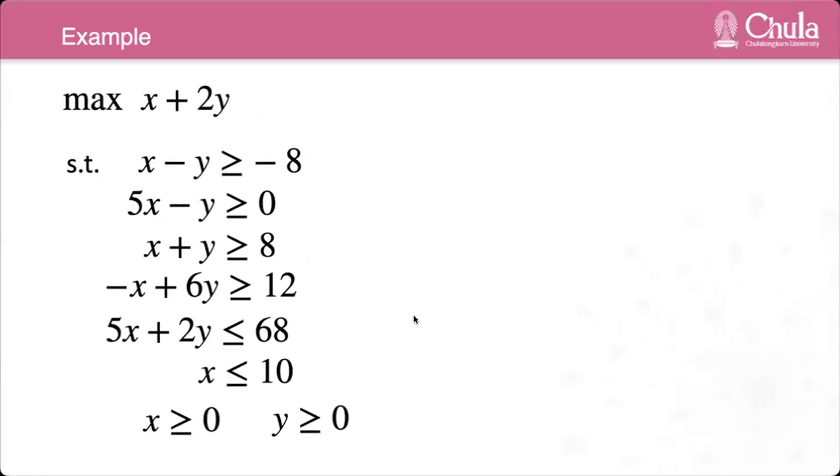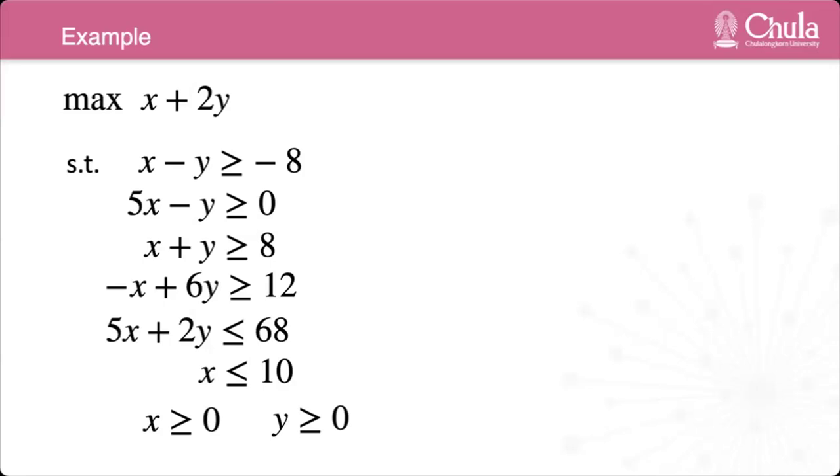This one. For this one, maximize x plus 2y, right? The first constraint, no, inequality constraint: x minus y is greater than or equal to minus 8. This one you multiply by -1, then the greater than or equal becomes lesser than or equal, and the right-hand side is positive. Everything is okay.